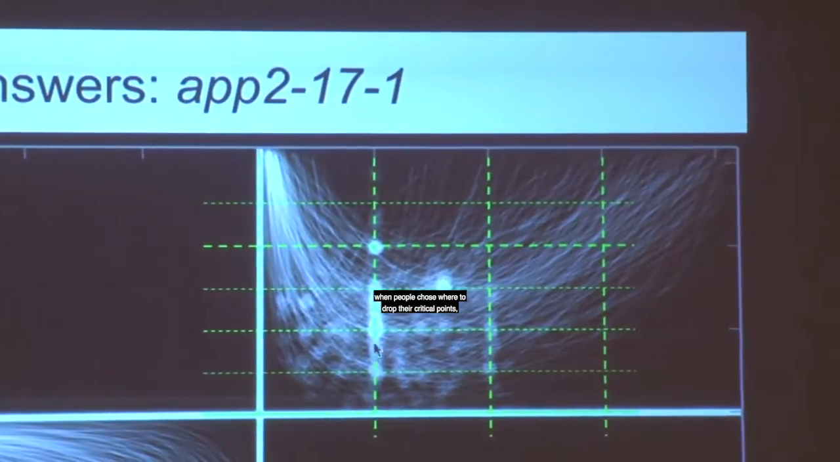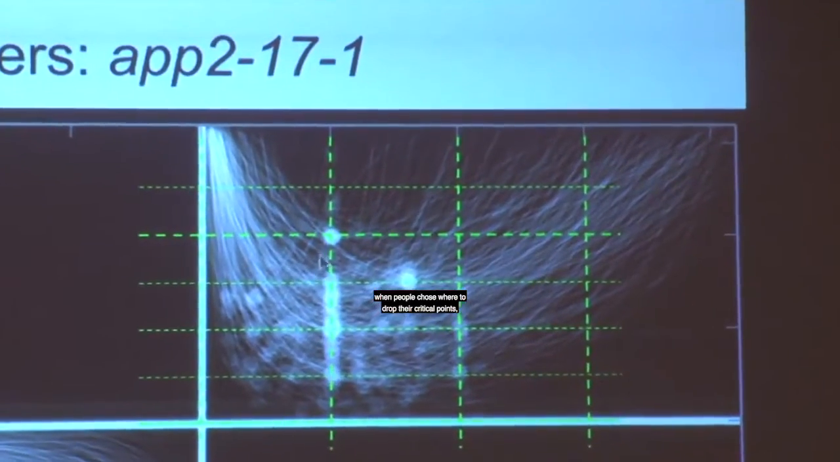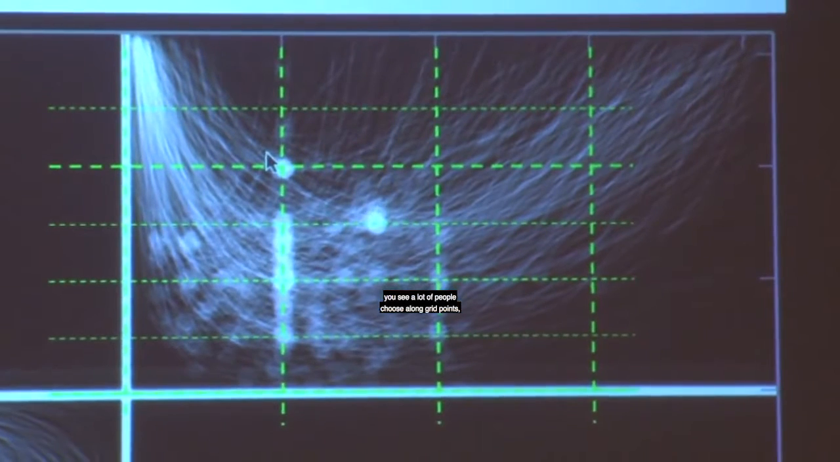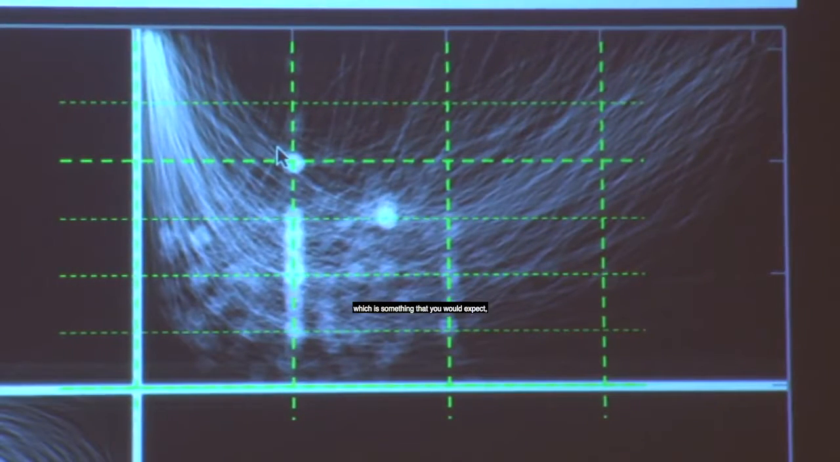But the interesting thing about this is that by and large, when people chose where to drop their critical points, you see a lot of people choose along grid points, which is something that you would expect. If you're going to pick a random point, why not pick something on a grid? Except then you have this one random point, and this is a concentration of points, which is why it's showing up brighter.